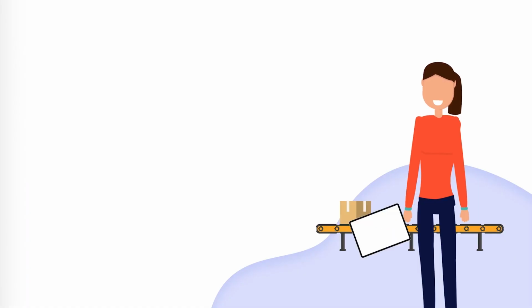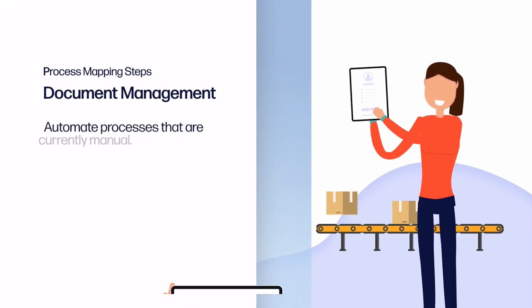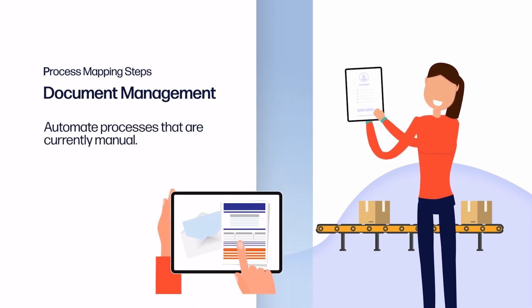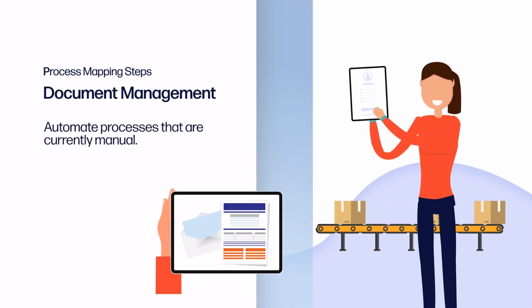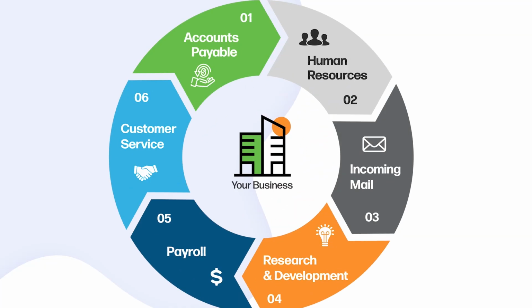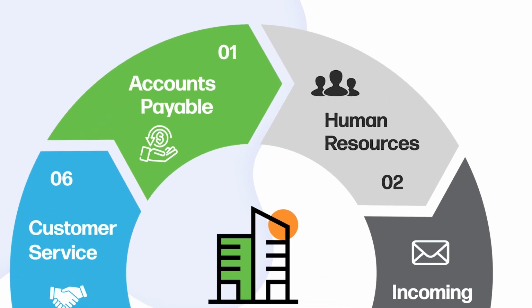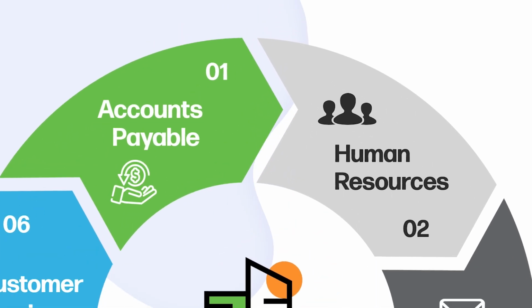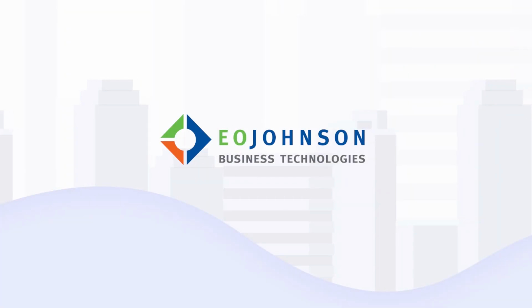Oftentimes we're able to leverage technology like document management and automate things that are maybe currently manual. Document management has a great way to automate the input, the output of data and information to other applications or people. Process mapping is something that impacts every area of an organization, from accounts payable to HR to how they do their business usually. All areas of a business certainly can be analyzed and determined where there's room for improvement.